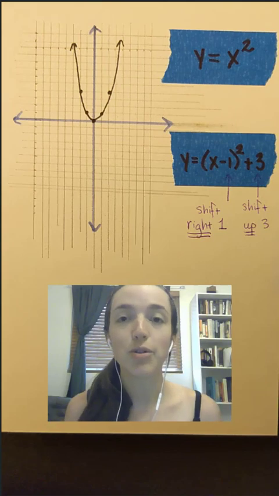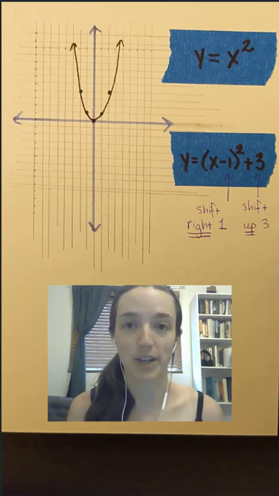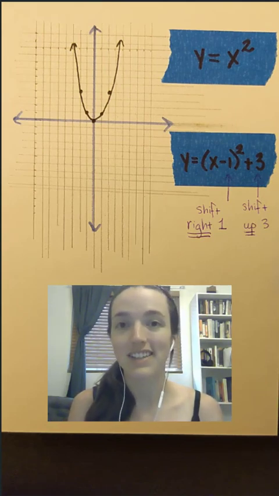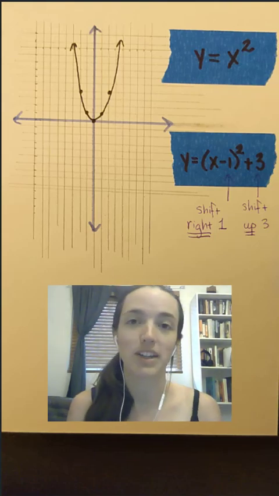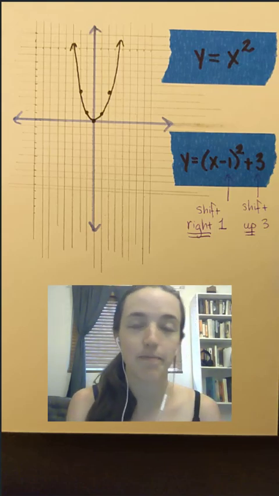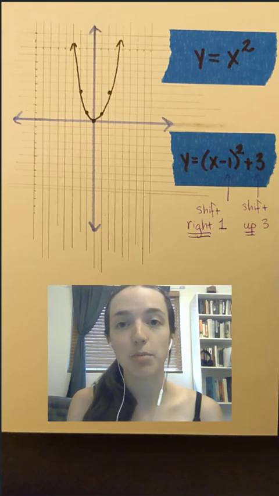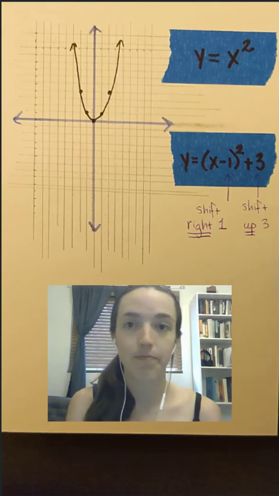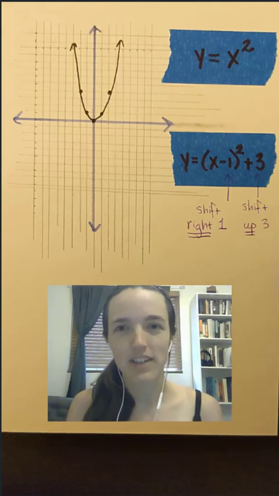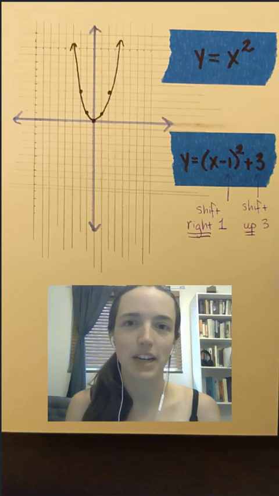So here we have two transformations that have been applied to our parent function. We've got the -1 that's inside the parentheses, and we have the +3 that is outside the parentheses. Anything inside the parentheses is going to move your graph to the left or to the right. It's kind of the opposite of what you expect. So you can see in this example, it's -1.